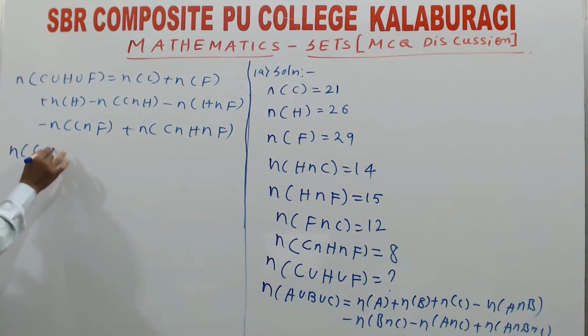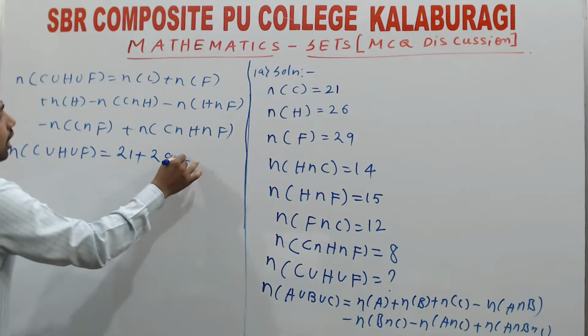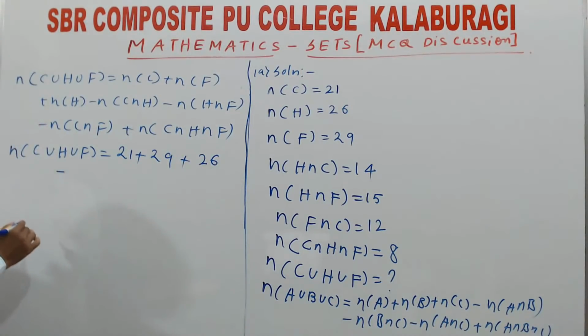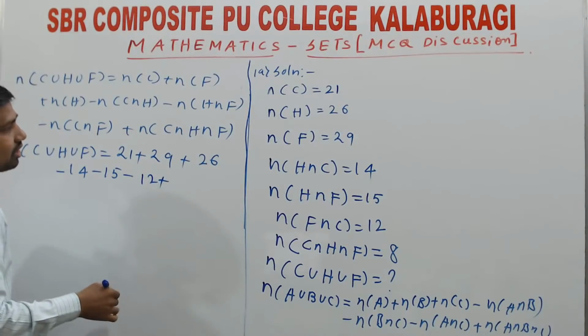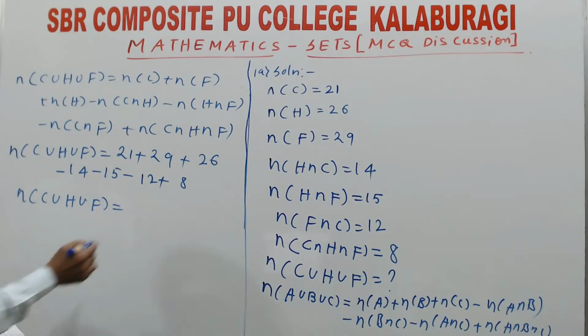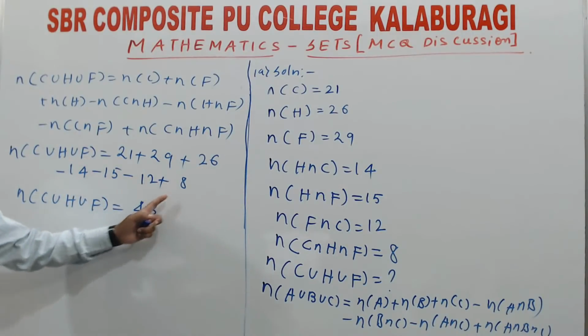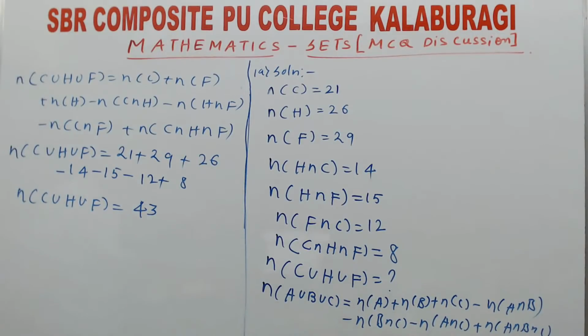Now if I replace all those values: N of C is 21, N of F is 29, N of H is 26, minus N of C intersection H is 14, minus H intersection F is 15, minus C intersection F is 12, plus C intersection H intersection F is 8. If I simplify, 21 plus 29 plus 26 minus 14 minus 15 minus 12 plus 8, your answer is 43. That is option number 1, the first option.